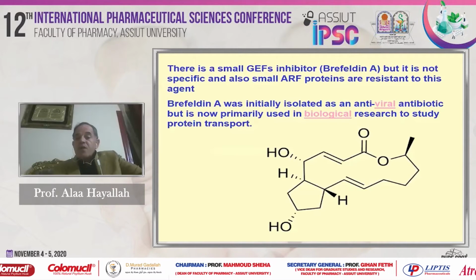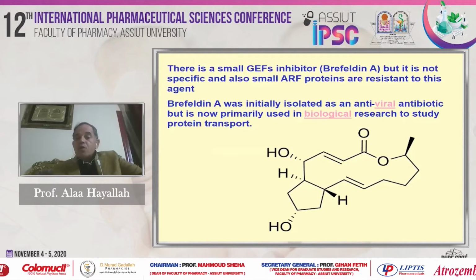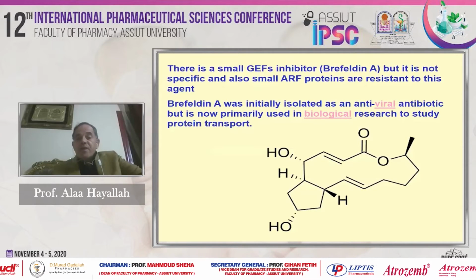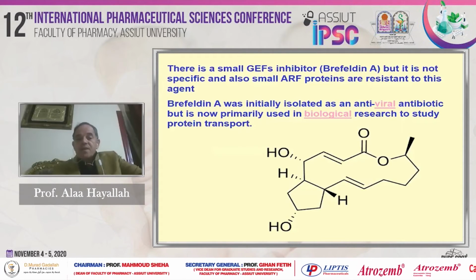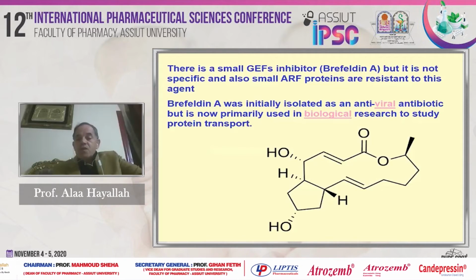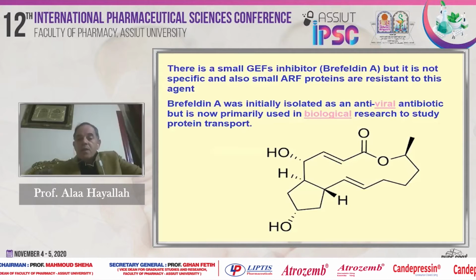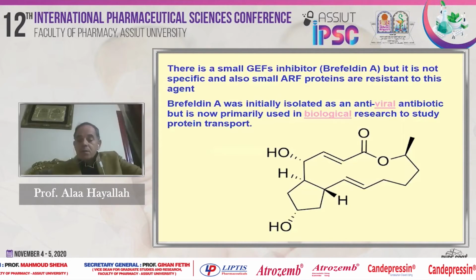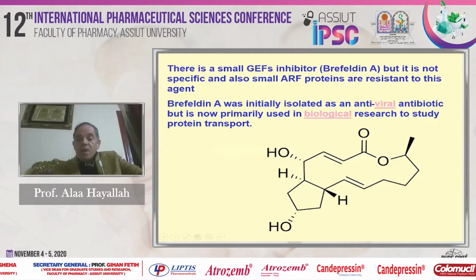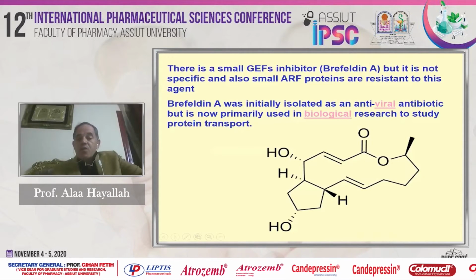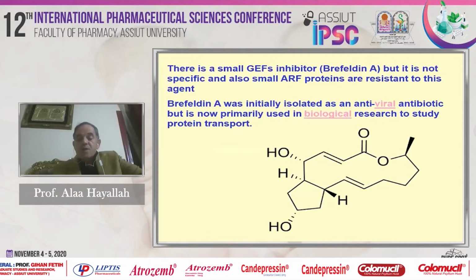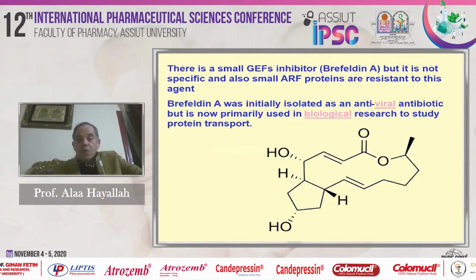The small GEF inhibitor, briefly, as we just mentioned, is not specific, and also some ARF proteins are resistant to this agent. Brefeldin A was initially isolated as an antiviral, but it is now primarily used in biological research on protein transport. It's a natural product, a fungal metabolite.